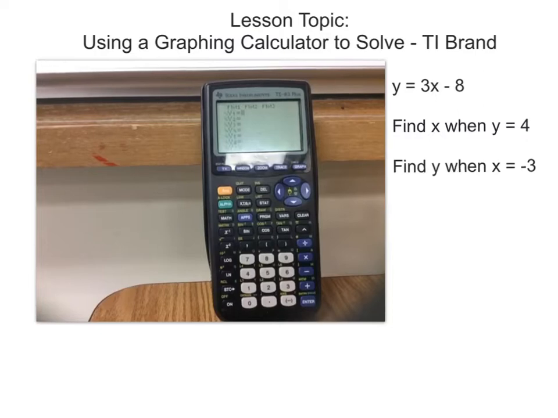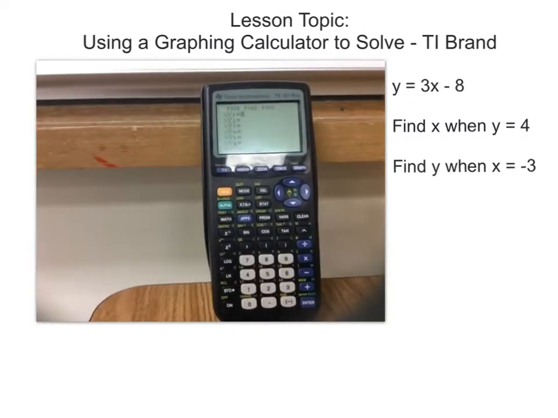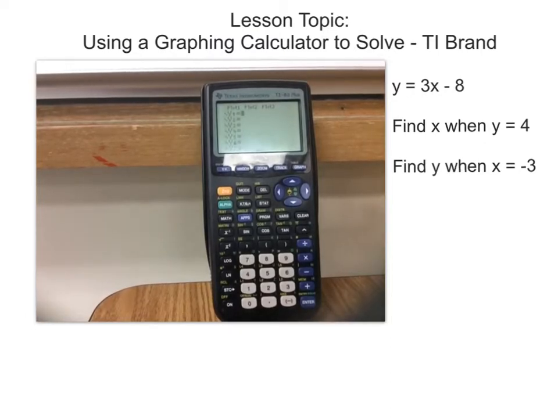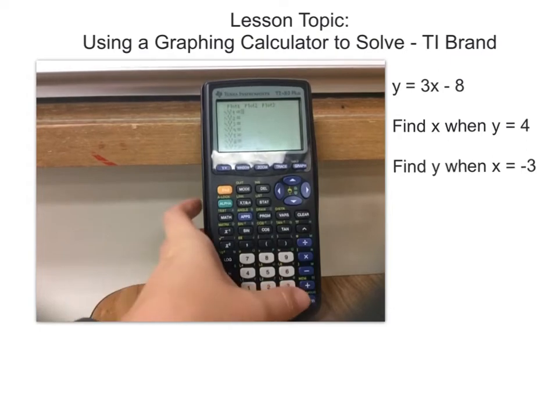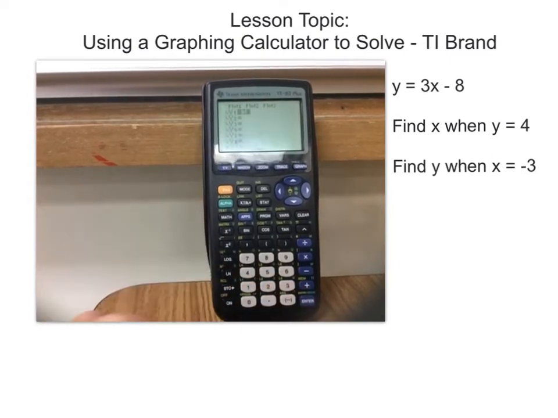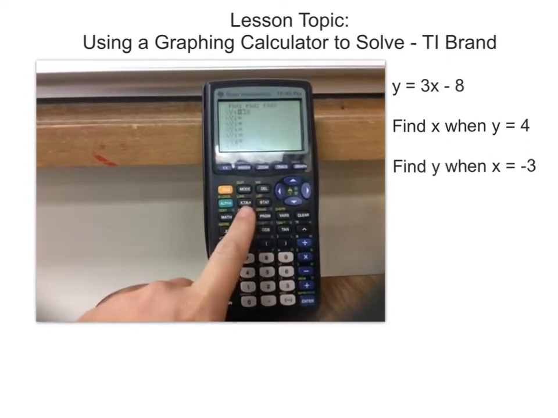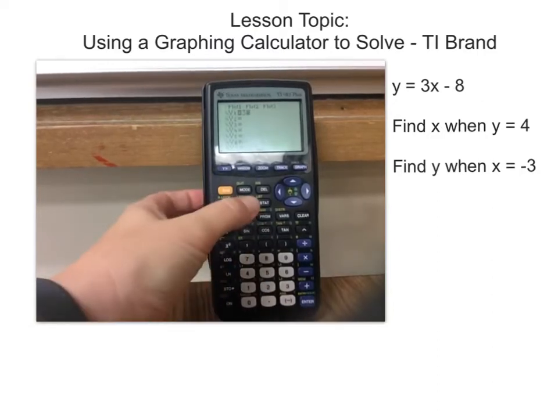So what we're going to do is put this equation right here in for Y1. So we're going to type in 3x minus 8. Now be careful, there is more than one x button. So 3, okay? And then the x that we're going to use is this button right here, X,T,theta,n. That's our variable button. So we're going to hit that for x.